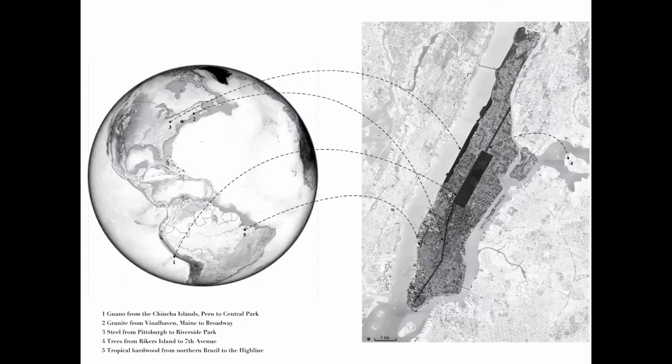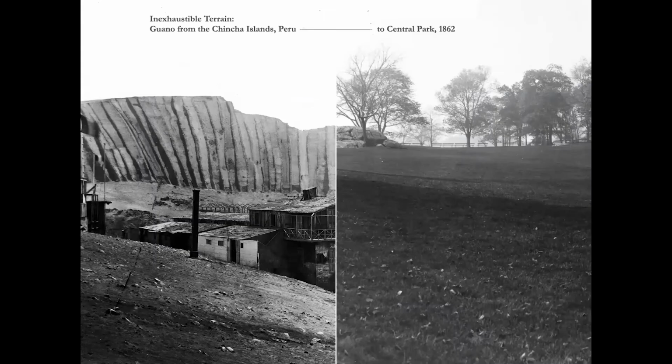So this map shows the trajectories of these different materials and where they landed in New York City. Today I'm just going to show a slide from each of them, but I'm going to talk about the third and fifth chapters, on steel in Riverside Park from the 1930s, and then Ipe wood and the High Line from the 2000s, in a bit more detail. And you can see these both relate to this rail line that's running up the west side of Manhattan at different moments in time.